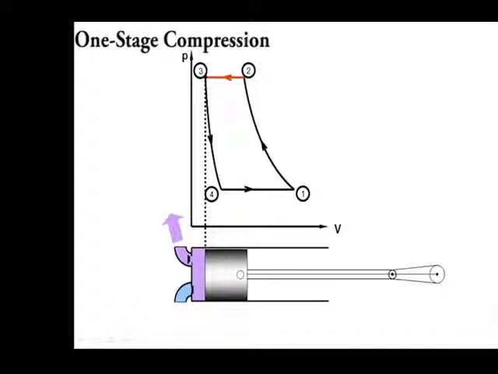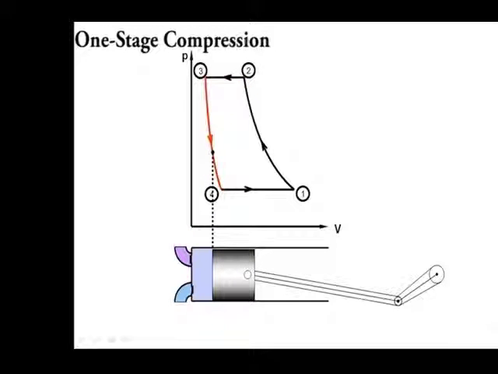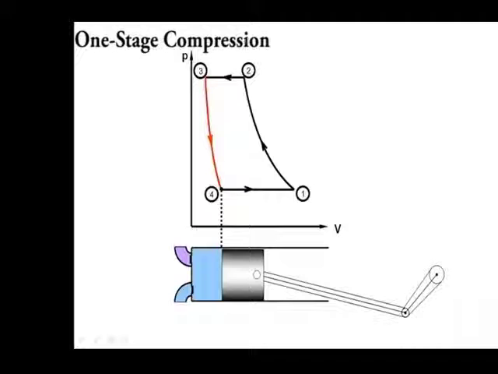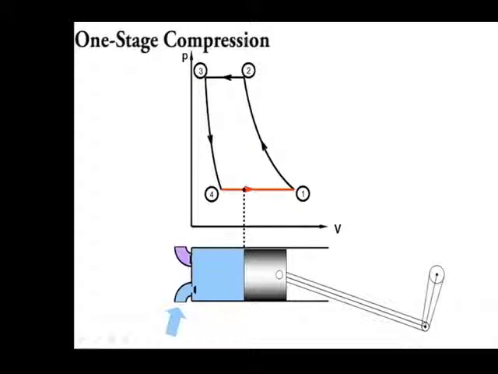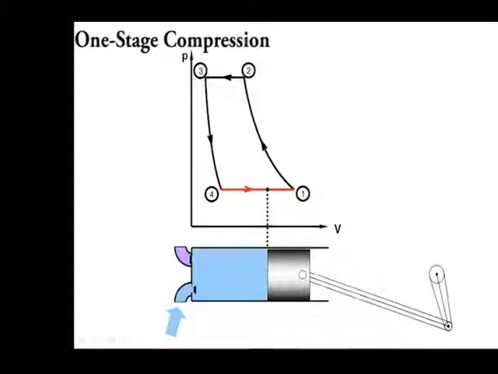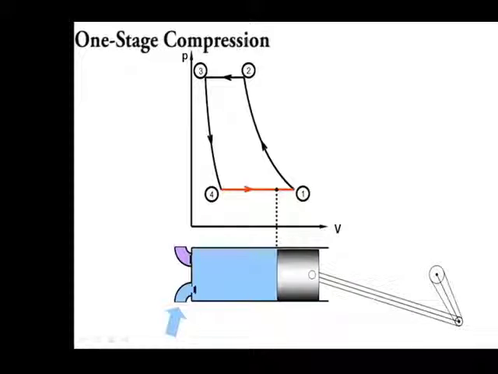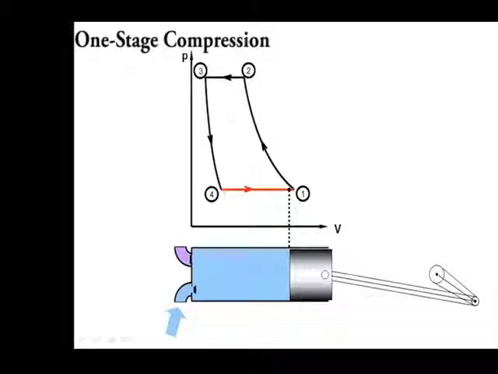Return expansion. After point 3, the piston begins to expand the air remaining in the cylinder and the exhaust valve closes, causing the pressure to drop. Intake. Once the pressure decreases to equal the inlet pressure at point 4, the intake valve opens. Air is drawn in through the intake valve as the piston returns to bottom dead center at point 1, completing the cycle.